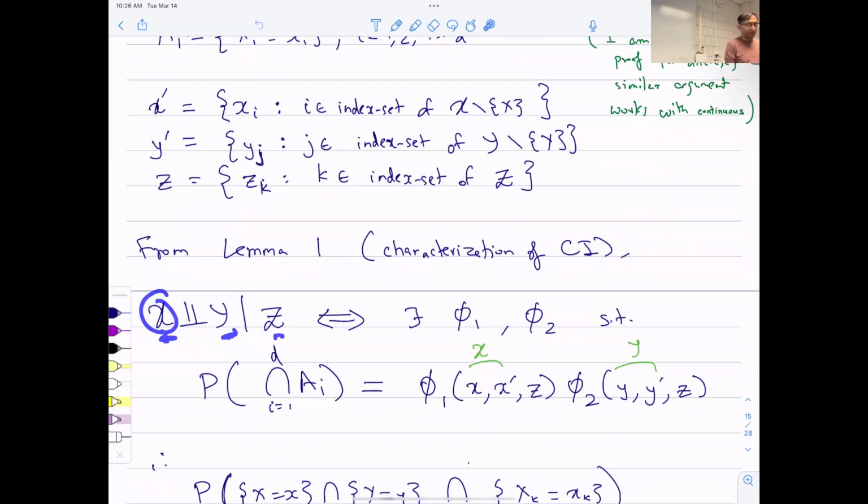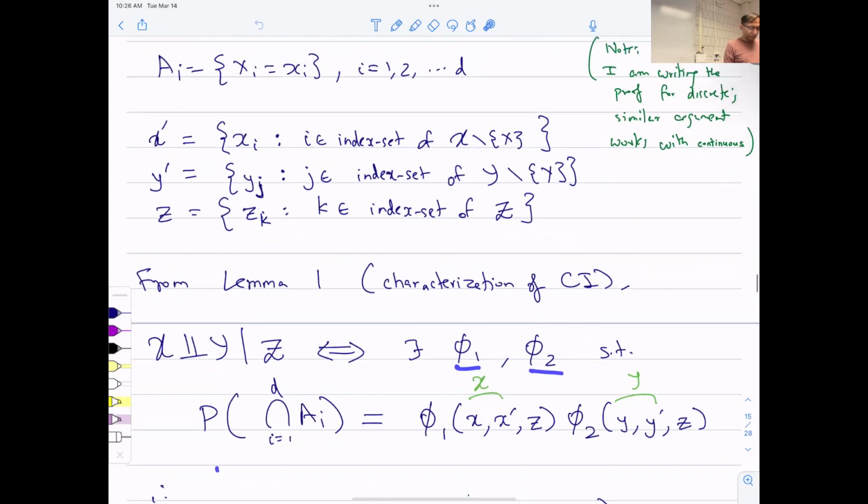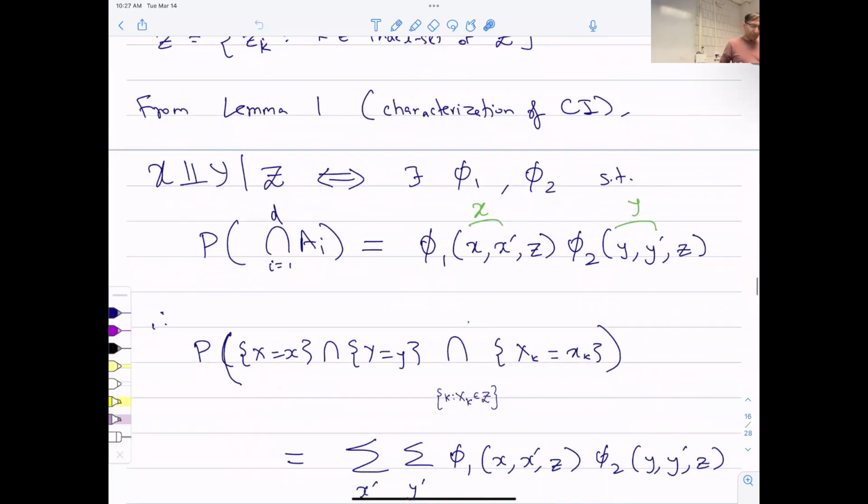These are sets of variables. Okay. What does it mean? That means there are some functions P1 and P2 such that if I look at the probability of the intersection of Ai, where Ai is the event that random variable xi takes value little xi, it can be written as P1 of the variables in X and Z, P2 of the variables in Y and Z.